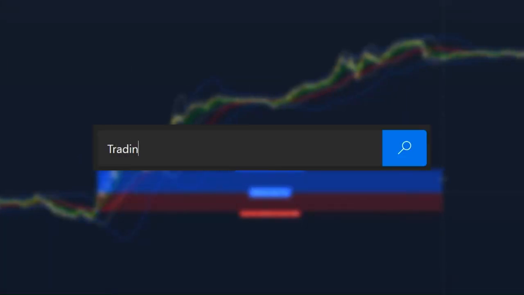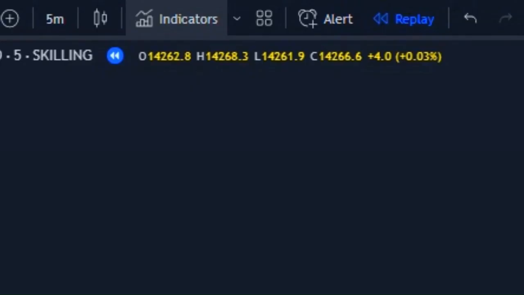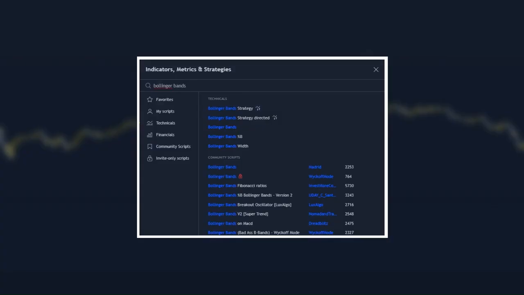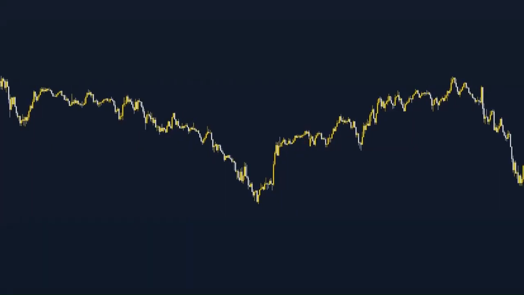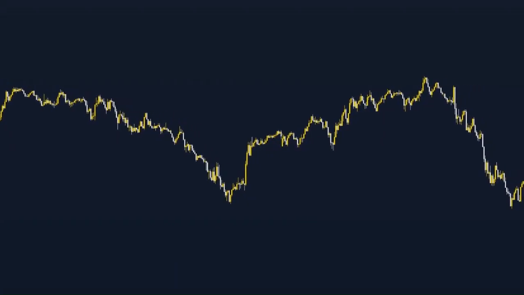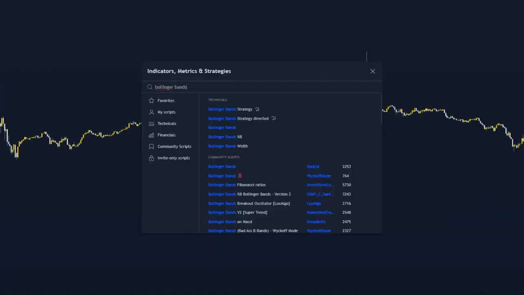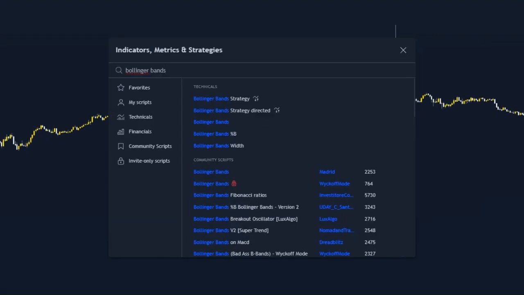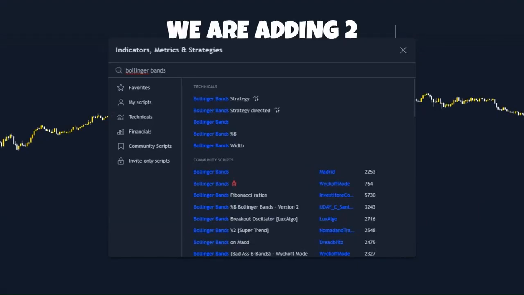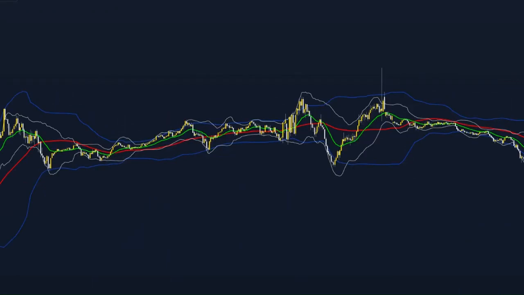So make sure you head over to tradingview.com, and the first thing you're going to want to do is click indicators at the top left. And the first indicator that we are going to add is Bollinger Bands. We'll be putting a very powerful spin on this and outsmart the market time and time again to make you money. So add Bollinger Bands to your chart, but the first spin on this indicator is we aren't just adding 1 Bollinger Band, we are adding 2. So I've added both of these to my chart and this is what it looks like.